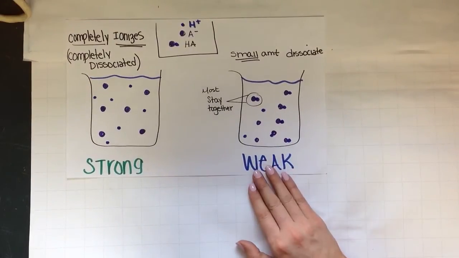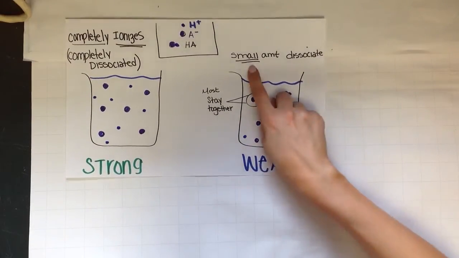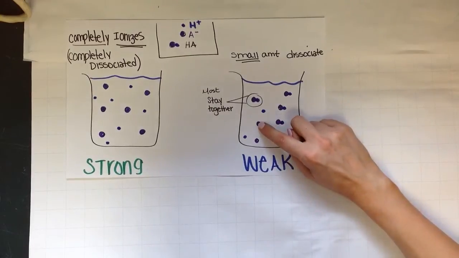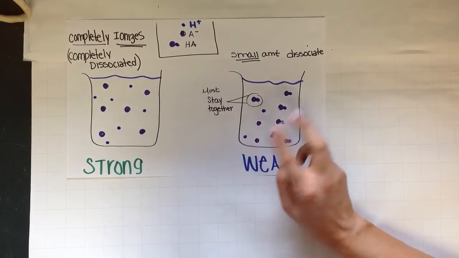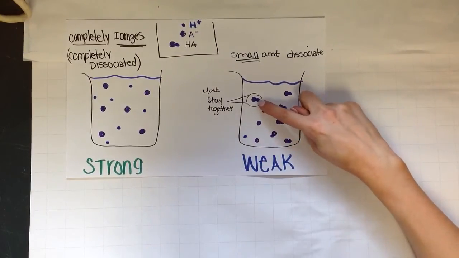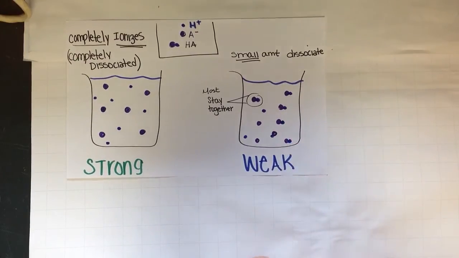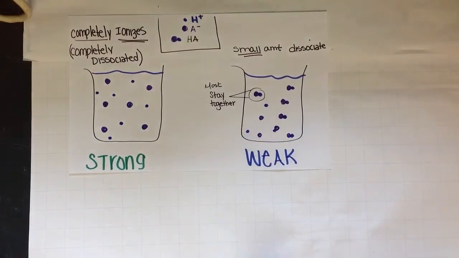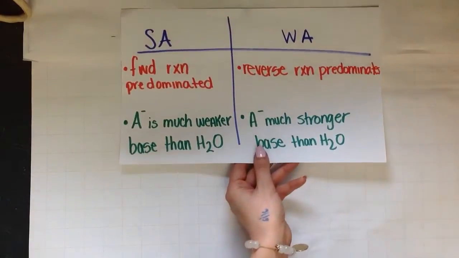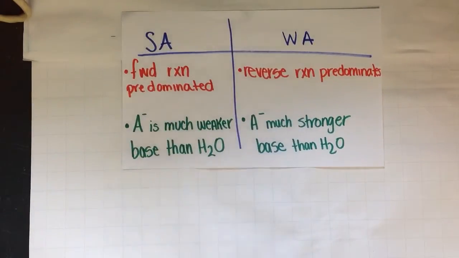A weak acid, if you notice, will have a small amount dissociated. Notice, dissociated means comes apart, but more are going to stay intact, stay together. That's what a weak acid beaker would look like. So very little ionization, turning into ions, very little. Okay? I made this summary chart here of a strong acid and a weak acid.